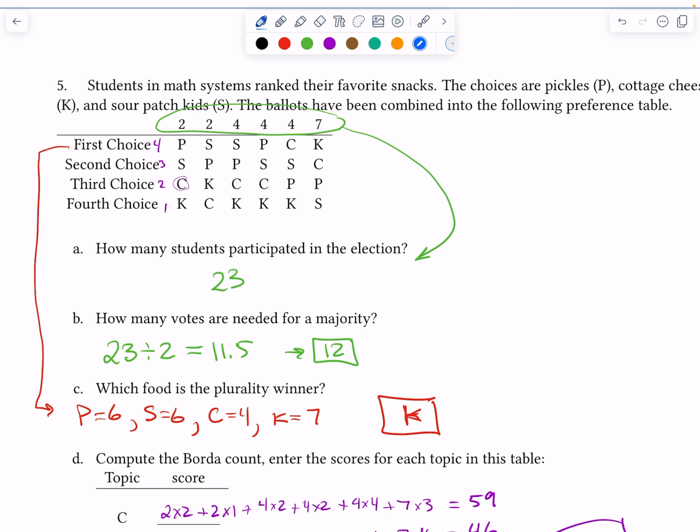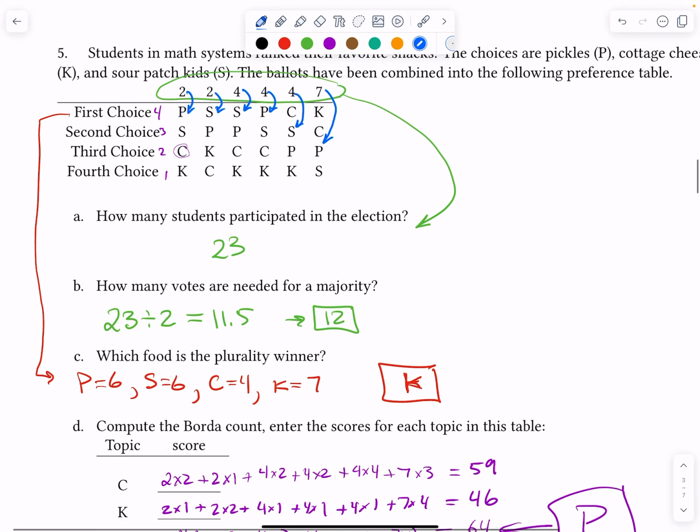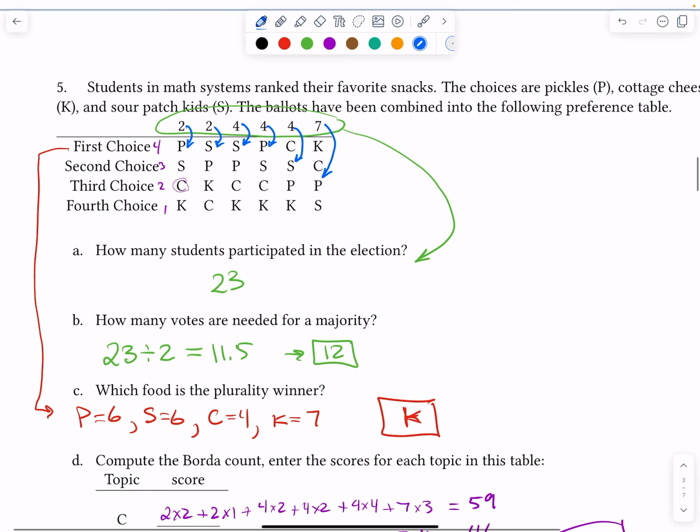And then finally, we need P versus S. So let's do that one. These 2 vote for P, these 2 vote for S, these 4 vote for S. They vote for P, they vote for S, and they vote for P. So it looks to me like P is going to win, but let's get the totals. The totals are S has 10, and P has 13. Did I do that right? Just double checking my math.